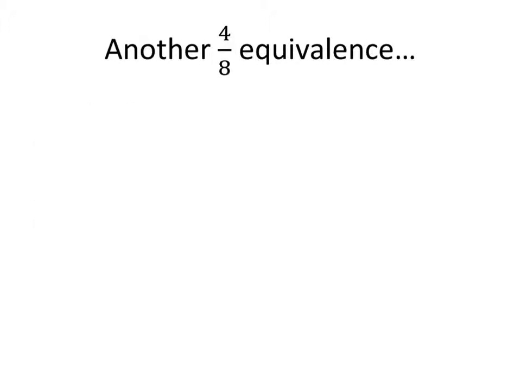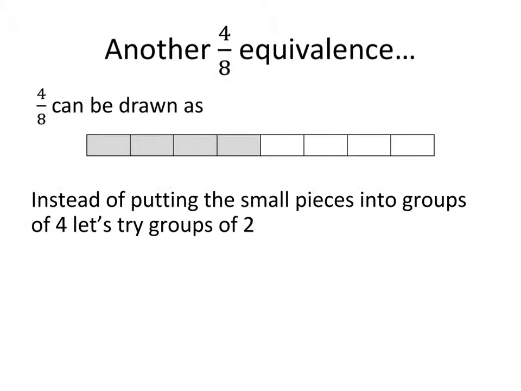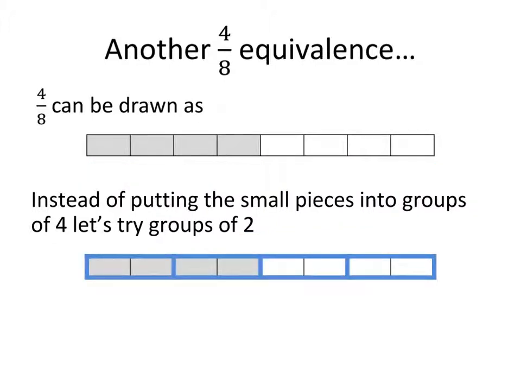So let's try to find another one. So I'm going to draw out my 4/8. Same thing, 8 equal parts, 4 of them are shaded. And last time we sort of did groups of 4. So we took these 4 to make one new piece and these 4 to make one new piece. So now let's try groups of 2. So now I have 2 pieces of my old little pieces make one of my new big pieces.